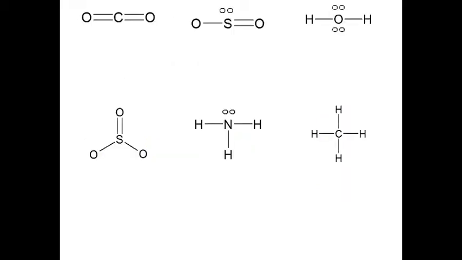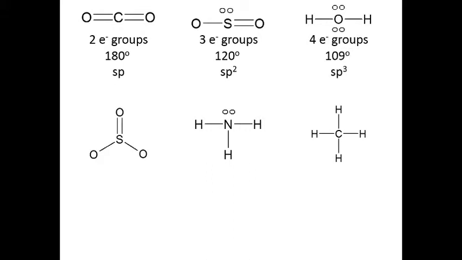Let's go back and look at our 6 prototype molecules and assign hybridization to the central atom. CO2 has 2 electron groups, so it will have a 180-degree bond angle and sp hybridization. SO2 has 3 electron groups around the sulfur, so it has 120-degree bond angles and sp2 hybridization. H2O has 4 electron groups around the oxygen, so it will have a 109-degree bond angle and sp3 hybridization.